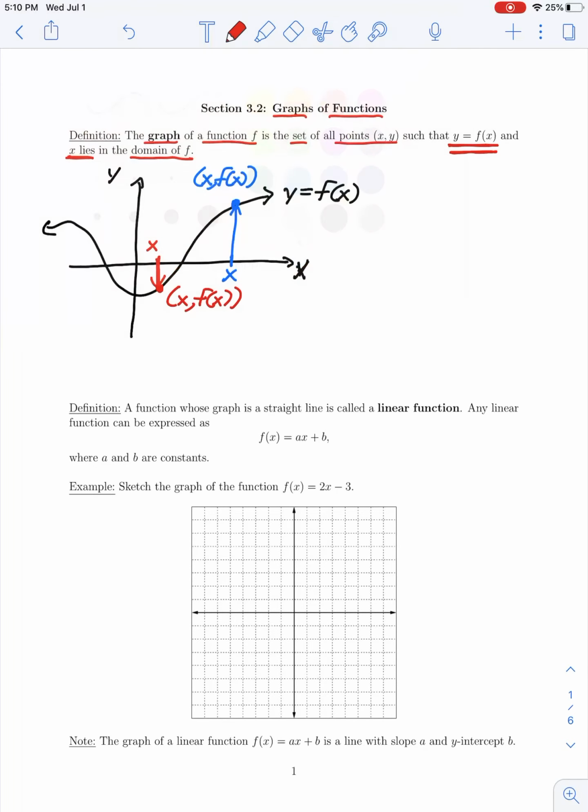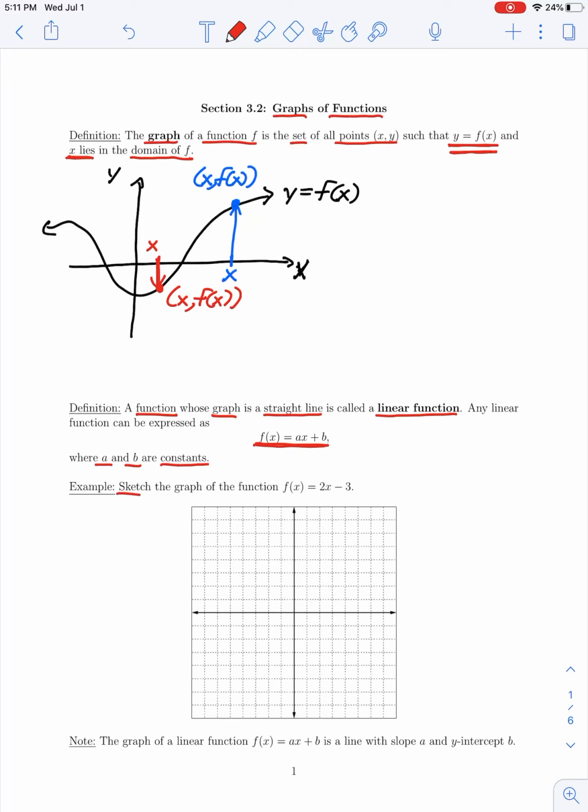So some simple functions that we'll work with, or functions whose graphs are simple, would be linear functions. So any function whose graph is a straight line is called a linear function. And in general, any linear function can be expressed in the form f of x is ax plus b, where a and b are some constants. So let's look at an example of this.